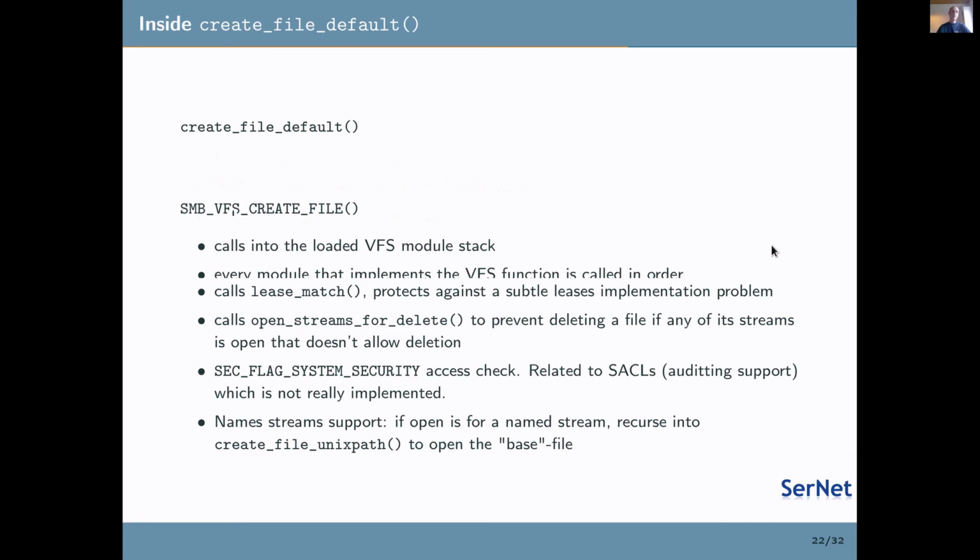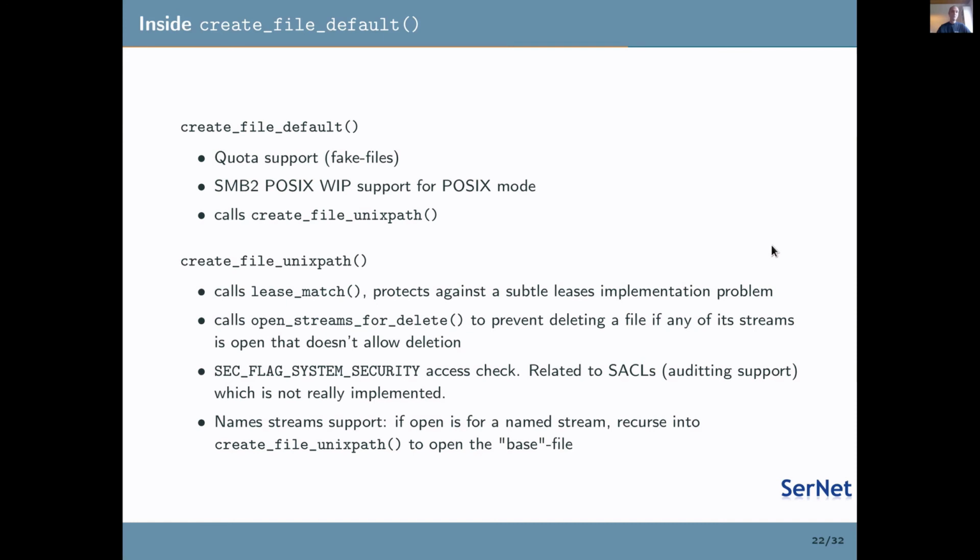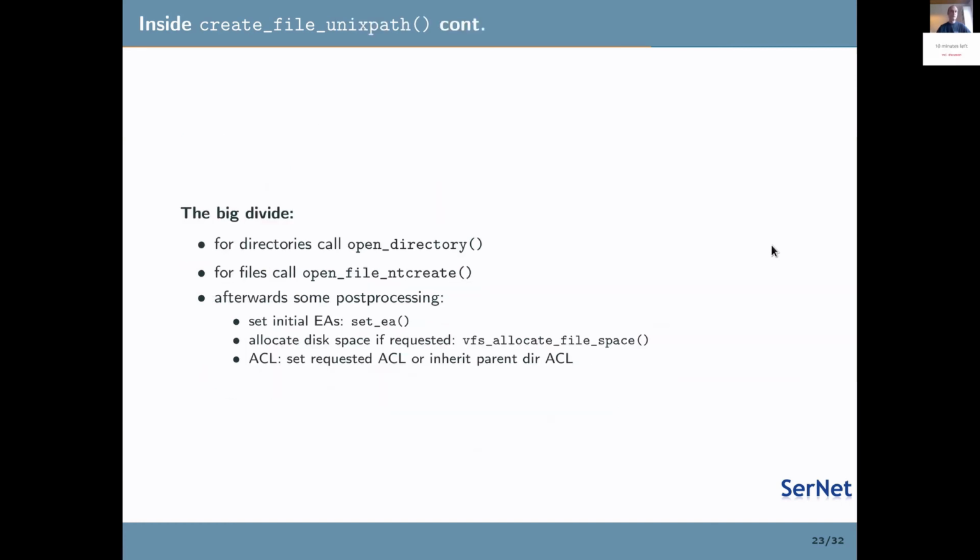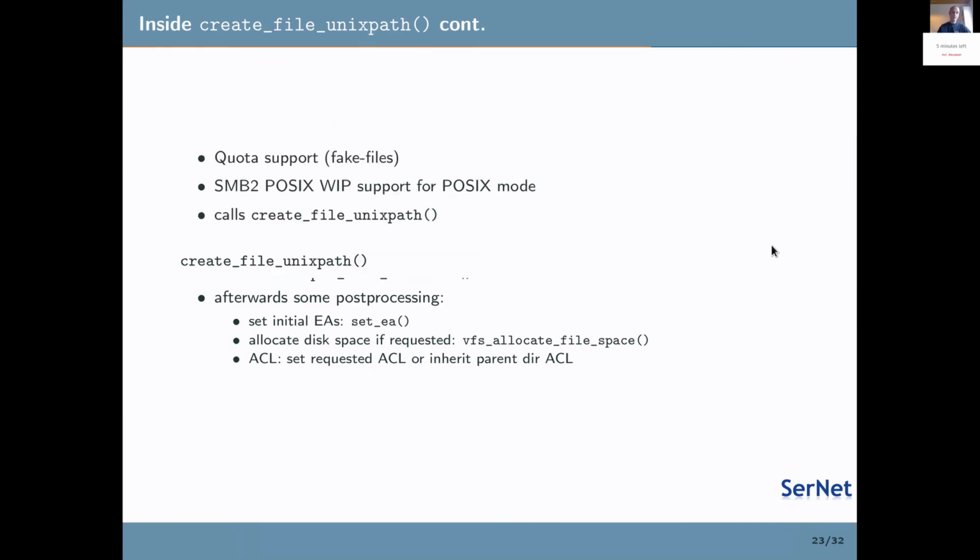Then there's some stuff for the named stream support. If this is an open for a named stream, we can basically recurse into the function just to open the base file. So this is still some high-level stuff, and in this function, that's where the big divide happens between processing opens for directories or files. So either we're going to call open directory or open file create. And if these functions complete, there's some post-processing, like setting additional extended attributes, allocating disk space if requested in the SMB2 request, and some ACL stuff, setting requested ACL or inherited parent directory ACL.